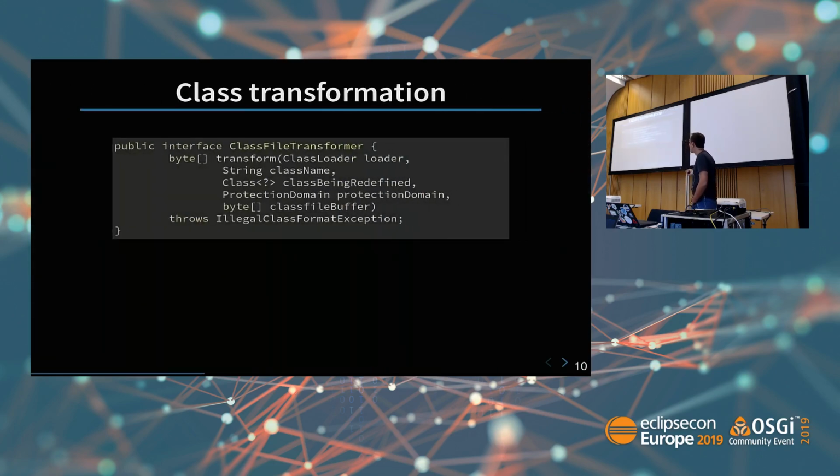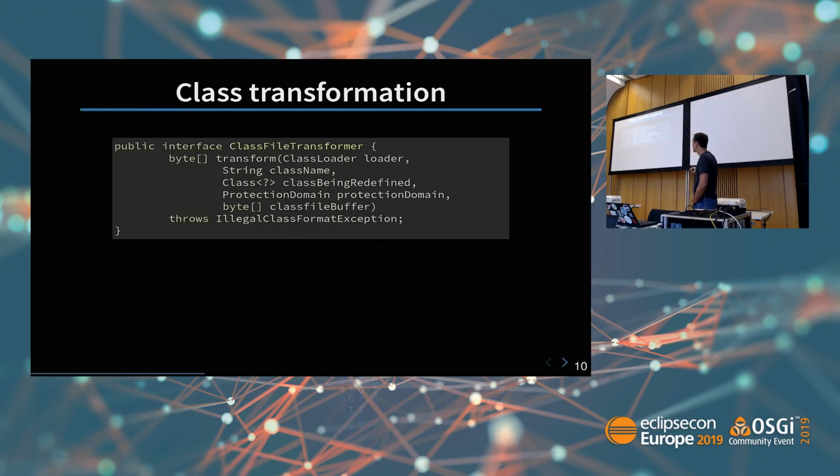This is the API that you need to implement in order to transform classes. Quite a big signature. The important parts here are like the class name. So it will tell you which class name is about to be loaded or about to be redefined, retransformed. And then all the rest is more or less boilerplate. You have a class loader, so you can have access to classes which are not immediately visible. We're going to see that's particularly important in OSGi environments.